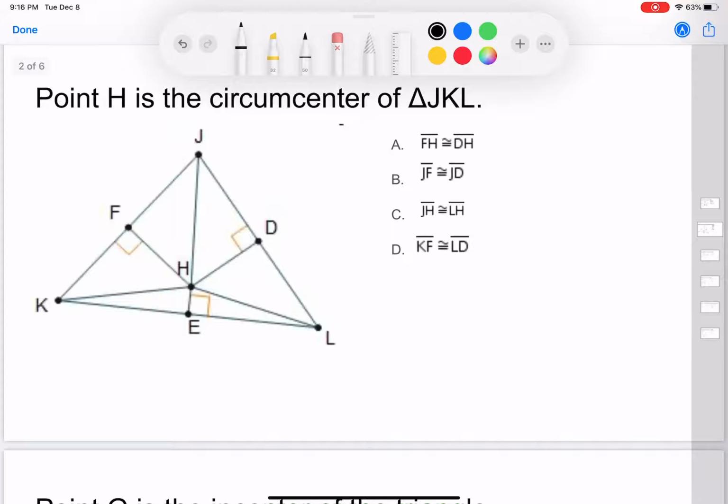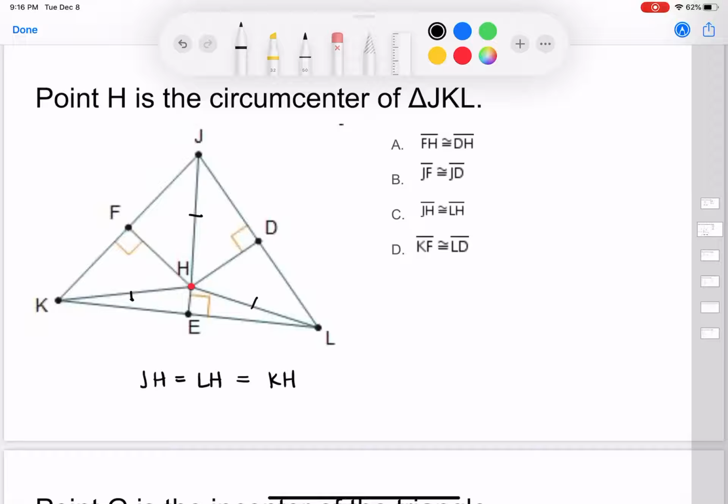This problem states point H is the circumcenter of triangle JKL. So point H is my circumcenter. What can I conclude from that? Well, remember that my concurrency of perpendicular bisectors of a triangle theorem told me that my circumcenter is equidistant from each vertex. So that means that this would be congruent to this, which would be congruent to this. Or JH is congruent to LH, which is congruent to KH. That's what I can conclude from my concurrency of perpendicular bisectors of a triangle theorem. So I want to look for something that displays this in my answer choice.